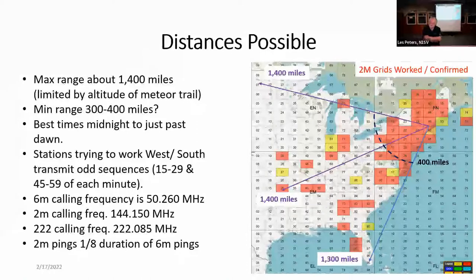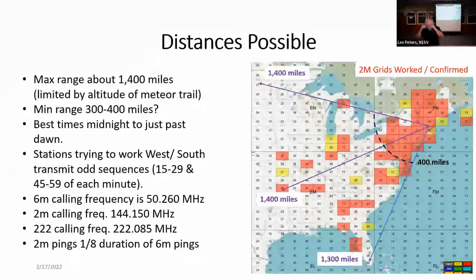And I use this to show the theoretical maximum range for meteor scatter, which is about 1,400 miles. And the minimum can be thought of as something just beyond what you could normally work, like say 300-400 miles, regardless of frequency. The problem with trying to work somebody close is chances are you're going to decode him direct. So you want to make sure that the person is far enough away that if you work him, you know it's really meteor scatter. So 400 miles is probably a good threshold. If you're farther than that, chances are it's meteor scatter.